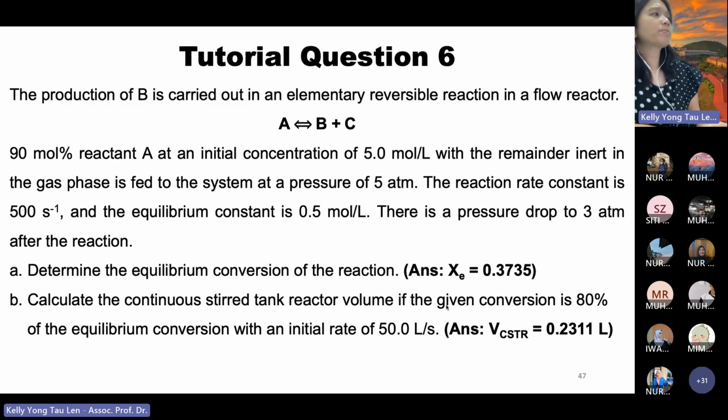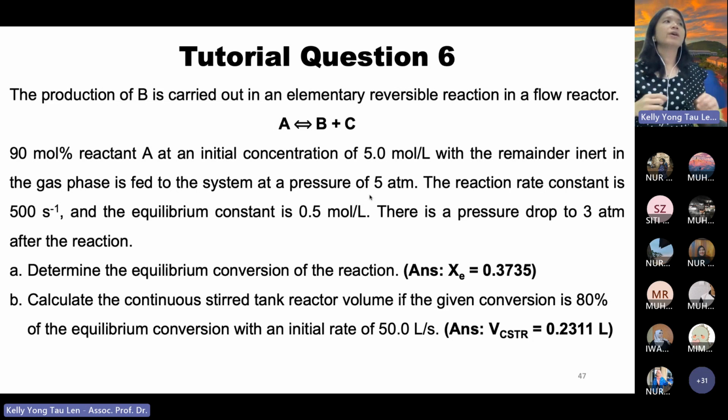Okay, so the question says, the production of B is carried out in an elementary reversible reaction in a flow reactor. So now the reaction is A producing B plus C. You know that if the reaction changes, the rate law also changes, and finding Kc also changes. And it says 90 mole percent reactant A at an initial concentration of 5 mole per liter, with the remainder inert in the gas phase, is fed to the system at a pressure of 5 atm. So you can see this question is slightly more difficult.